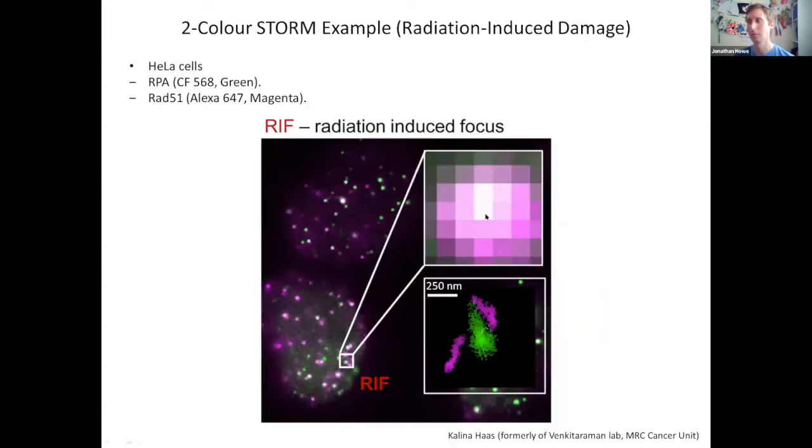Just to demonstrate that we can do multicolor STORM, here's an image from Kalina, formerly from the MRC cancer unit. She was interested in homologous recombination upon radiation-induced damage, and she was looking at these two molecules. I'm not even sure precisely what their roles are, but you can clearly see that the magenta and the green molecules overlap heavily in the wide field image, whereas in the STORM image, they're very well resolved.